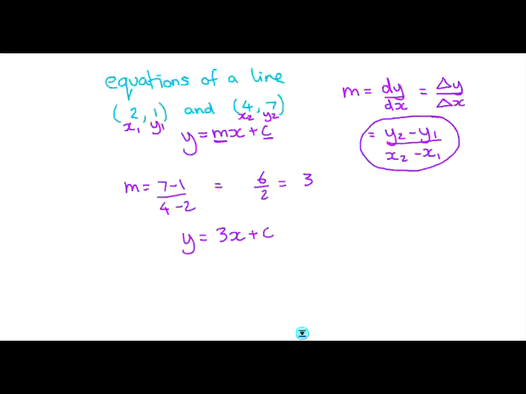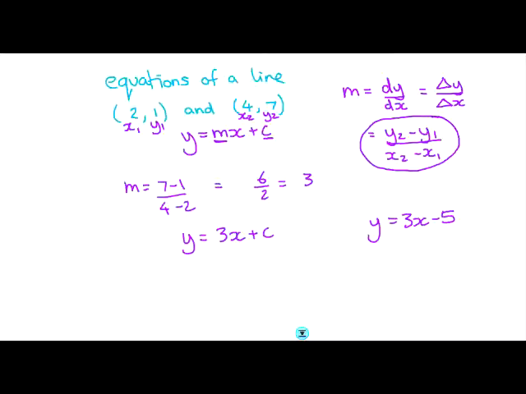Now you can do this just by looking at the coordinates. You know the y coordinate is 3 times the x coordinate and then something else. So 3 times the x coordinate is 6, so you've got to take away 5. 3 times the x coordinate is 12, so you have to take away 5 to get the y. So I can tell you straight away it's 3x take away 5. And how well you've been trained is your ability to do that.